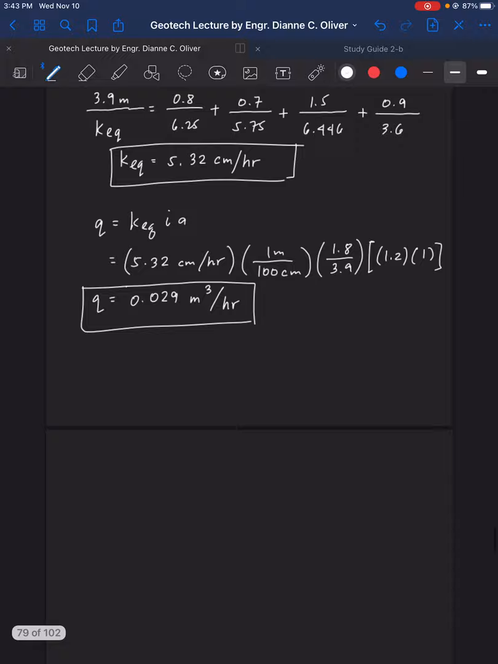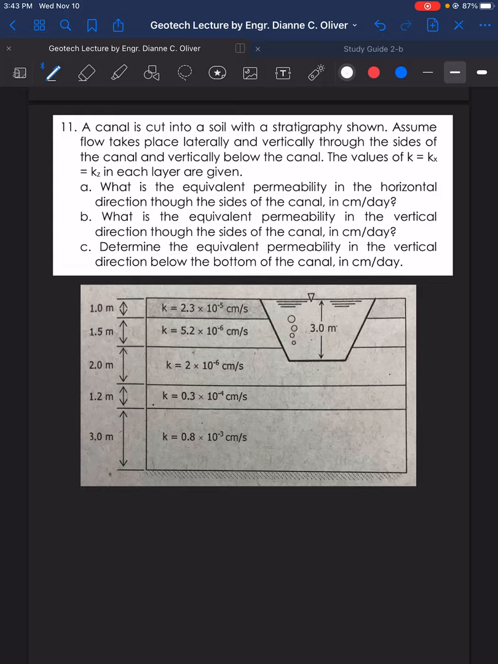Right, so let's go to the next one. We have number 10. So for number 11, a canal is cut into a soil with a stratigraphy shown. Assume flow takes place laterally and vertically through the sides of the canal and vertically below the canal. The values of K, where K sub X equals K sub Z, in each layer are given. What is the equivalent permeability in the horizontal direction through the sides of the canal in centimeter per day?